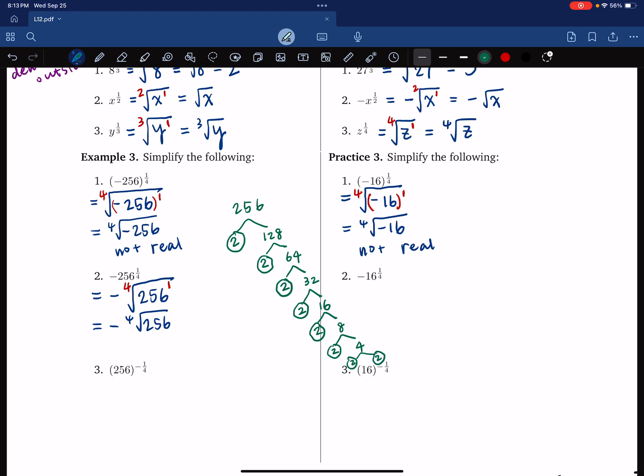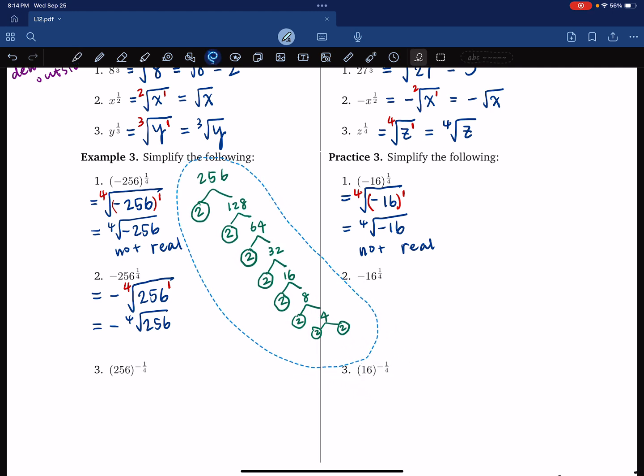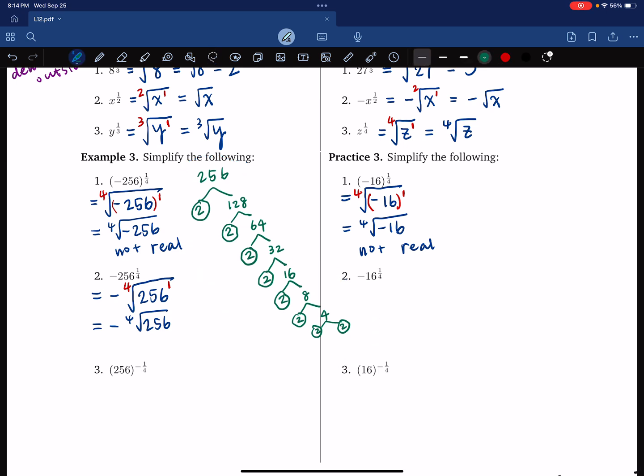So as you can see, it's just factors of 2, which you probably remembered, because this is like the most common electronic devices capacity, like 256 gigabyte. So it's base 2. And let's rewrite this. It's negative 4th root of 2 to the, and then let's count how many 2's are there. 1, 2, 3, 4, 5, 6, 7, 8. So we have 8 2's.